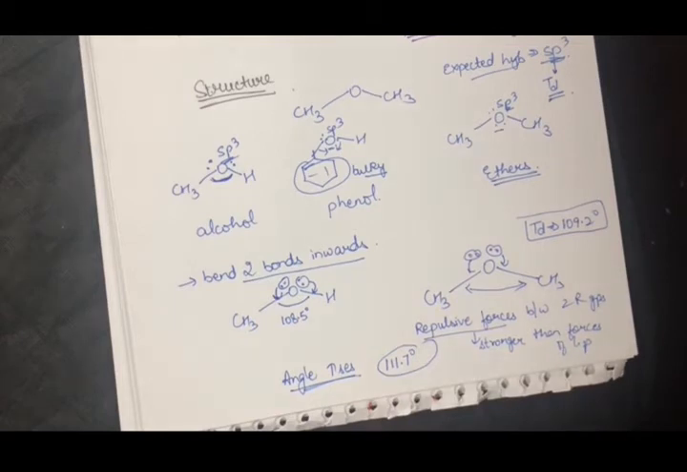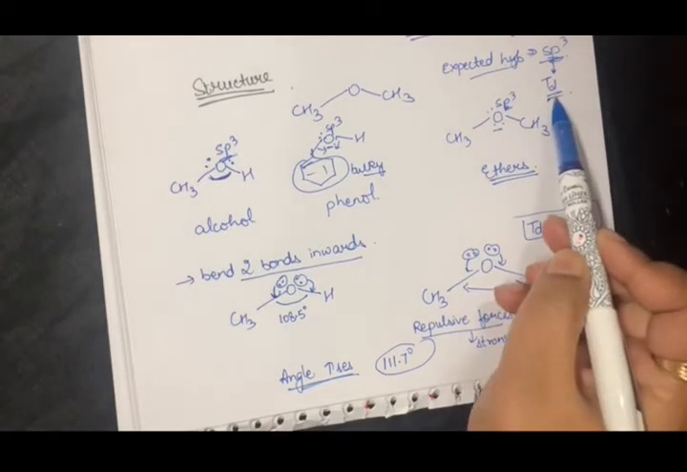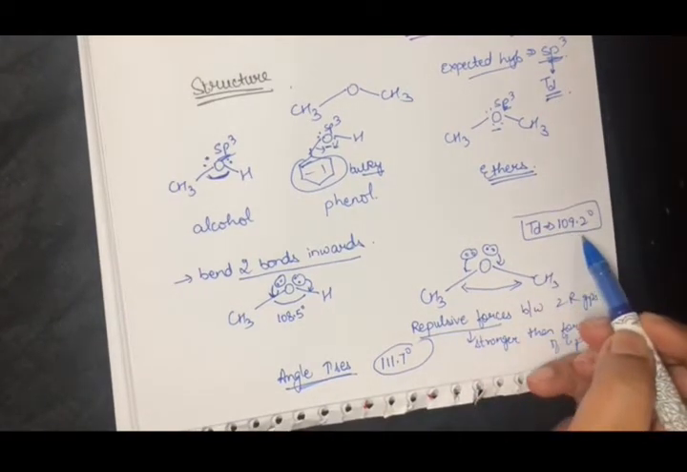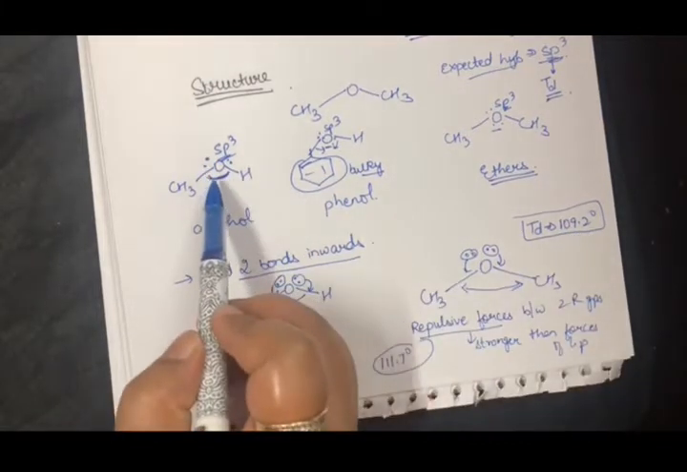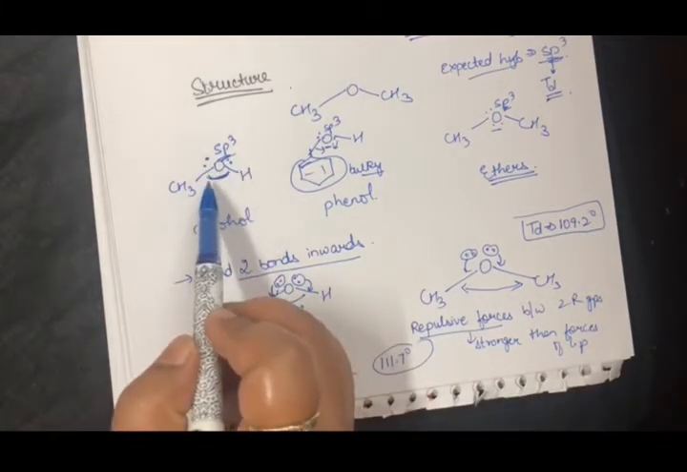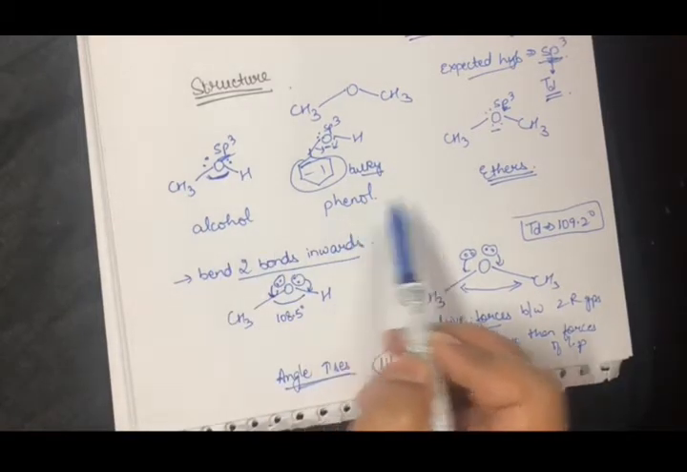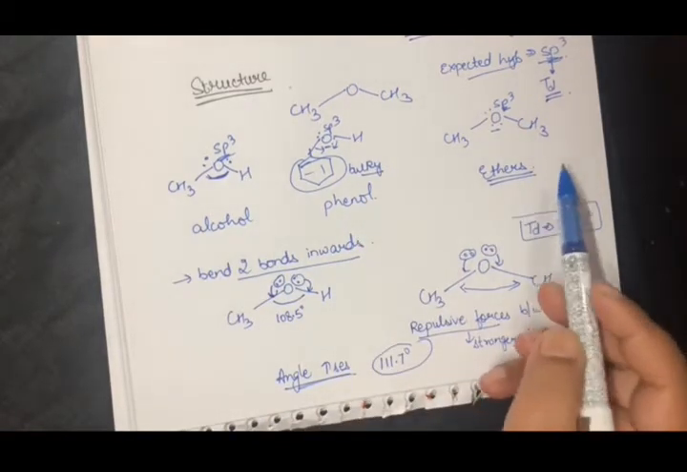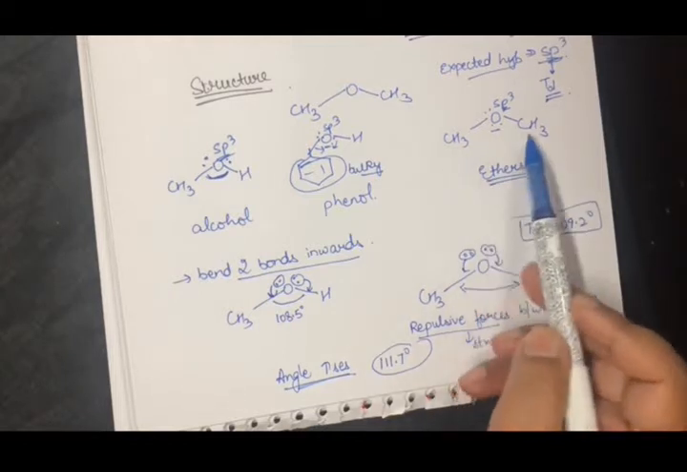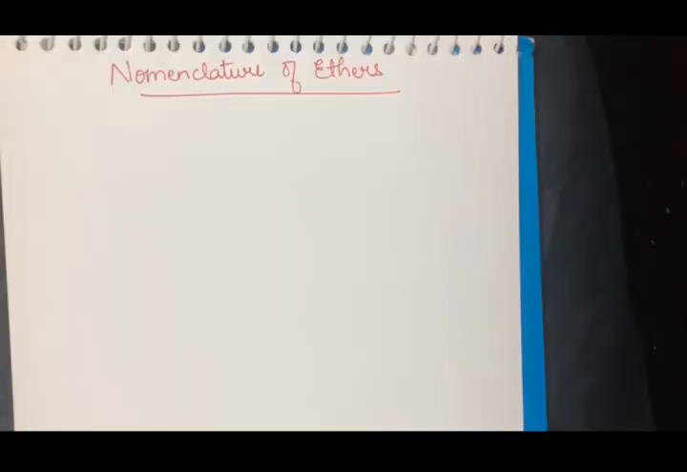I will quickly sum up here. It is expected that since oxygen is sp3 hybridized, it should have a tetrahedral angle, which is 109.2 degrees. But due to the bending of the lone pairs inwards, the angle is a little less in alcohols, almost the same in phenols, but in ethers it actually increases because there is more repulsion from the two alkyl groups present. Let's talk about the nomenclature of ethers.